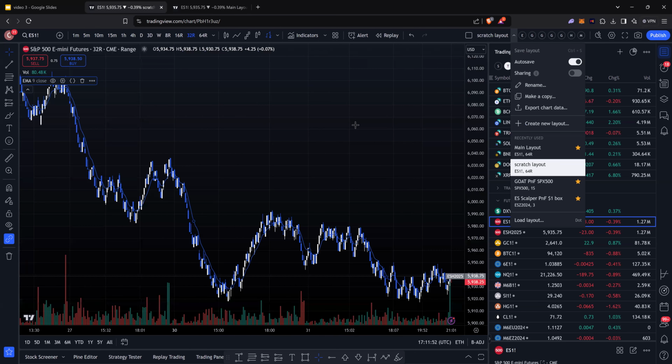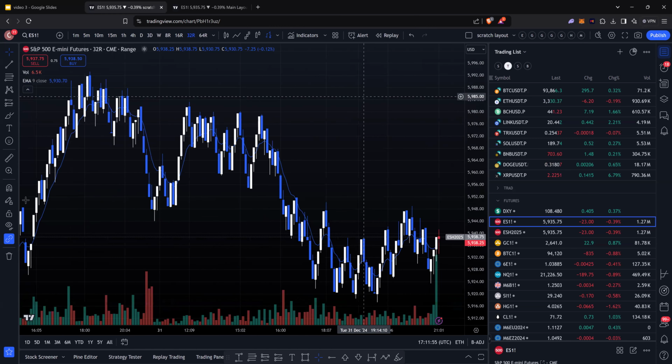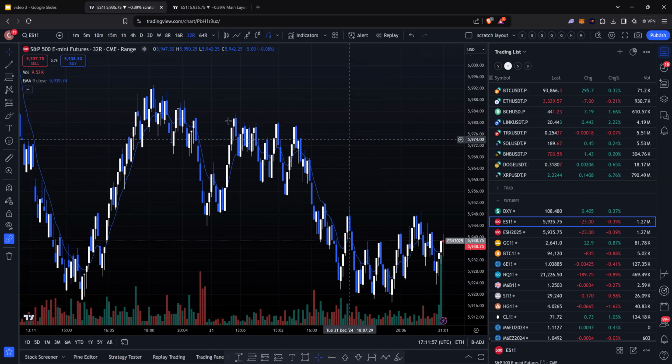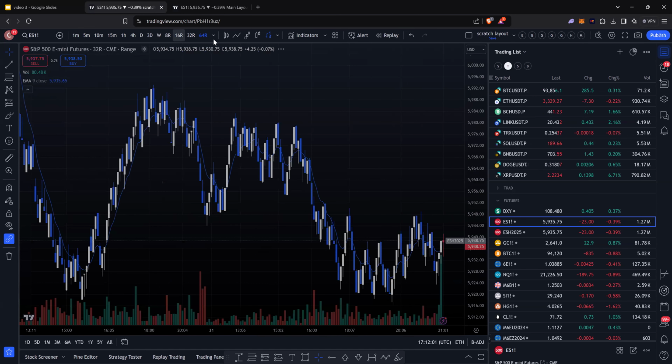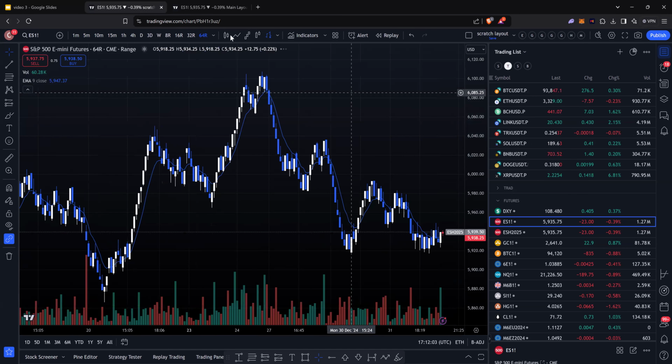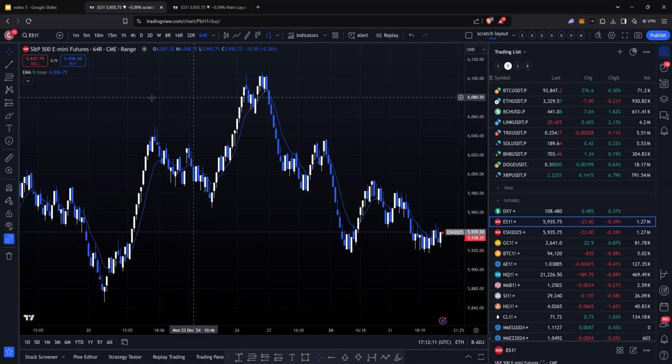So we'll hop on over to a new layout and start it from scratch. The first thing to do is get set on the range settings, so you can use them instead of the time-based candlestick charting. This one has a volume indicator, which I don't use. We'll just take that off.